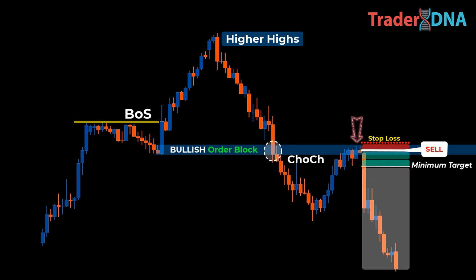Now that you know these strategies, it's time to put them into action. However, if you're a total beginner with no trading experience, I recommend starting with a simpler strategy.